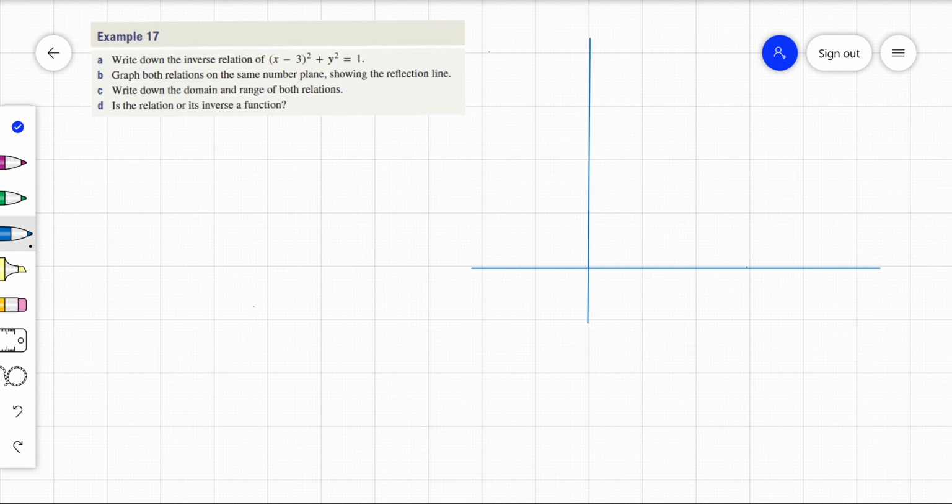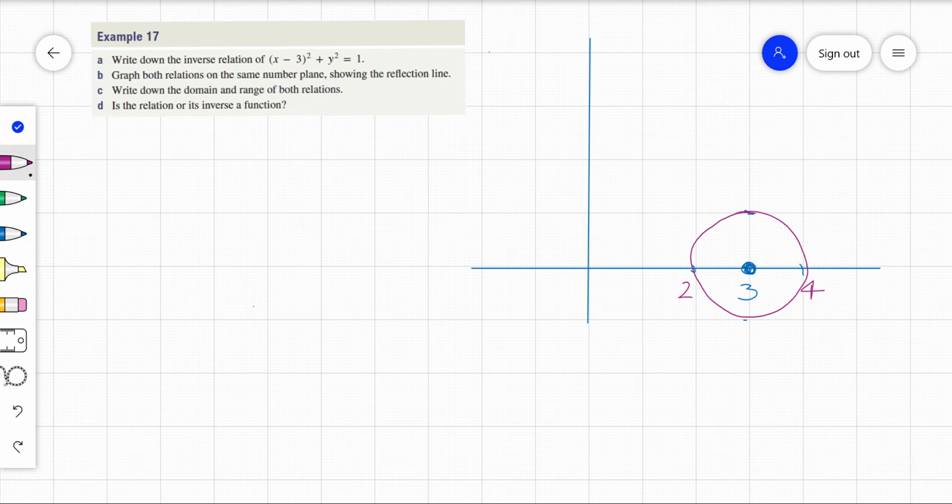So let's pretend this is (3, 0) right here. So we're saying this is the centre of the circle. What's the radius? The radius is 1. So we'll go here, here, here, and here. So good luck drawing a circle there.